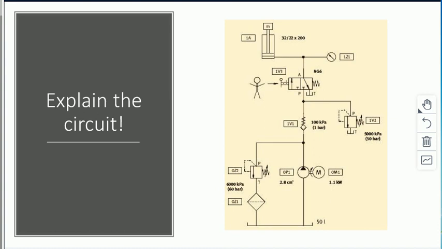Okay, we haven't got much time. I'm just going to talk it through quickly. So we've got a pump here. We've got an electric motor, turns in this direction. That thing here is a pump.